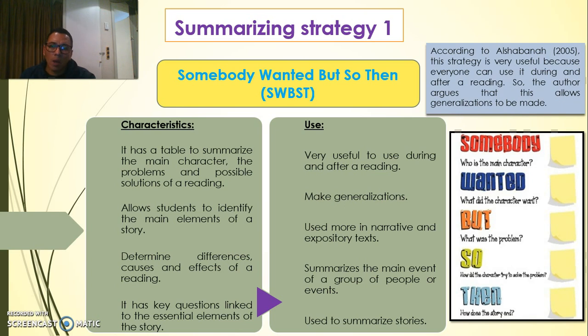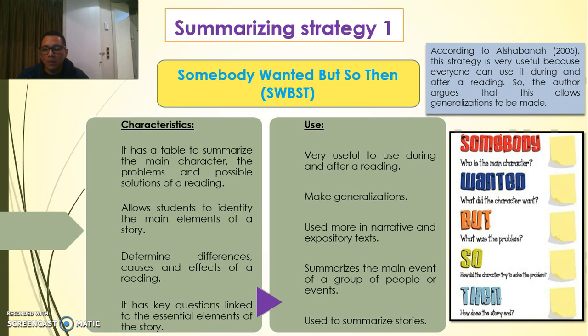In strategy number 1, I wrote Somebody Wanted But So. Then, one of the important characteristics in this strategy is that you can use a table in order to put the main parts, the main characters, examples, details, and how the history ends. Another characteristic is that it allows the students or you to identify the main element of a passage. Okay, you can determine some effects, causes, but you can use it by making some generalization.